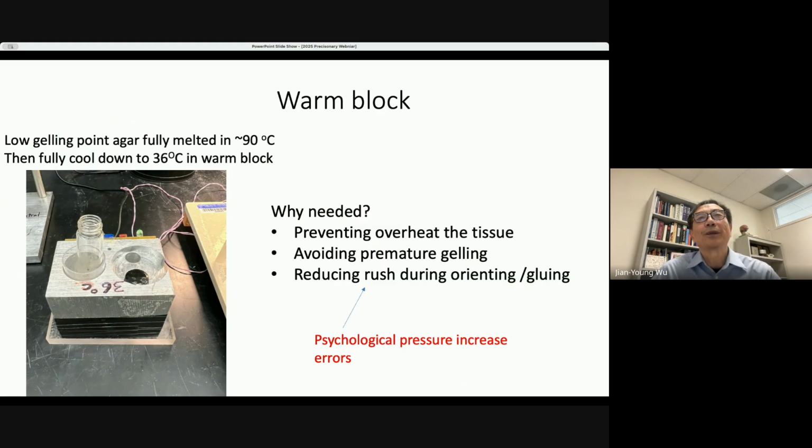For students who are not familiar with the procedure, if you don't have this and people are rushing to pour, sometimes the gelling will be premature. They were already gelled before you pour into it, or you rushed other procedures under psychological pressure and caused more errors. Those warm blocks will reduce all these factors for failing to cut good slices.